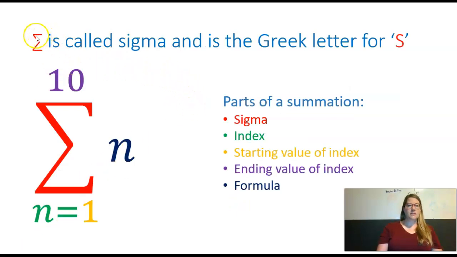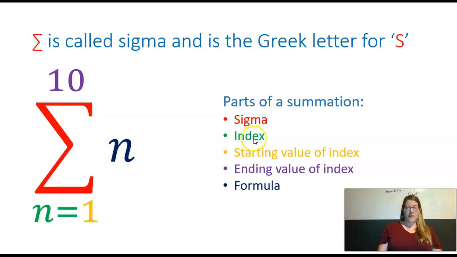This little symbol here, again, is called sigma. It's a Greek letter, the Greek letter for capital S. So S here is standing in for sum. So our Greek letter sigma, which is S, is a sum. The parts of the summation are, first, sigma. Sigma again is this big symbol, the Greek letter, that tells me I'm going to be adding something up.